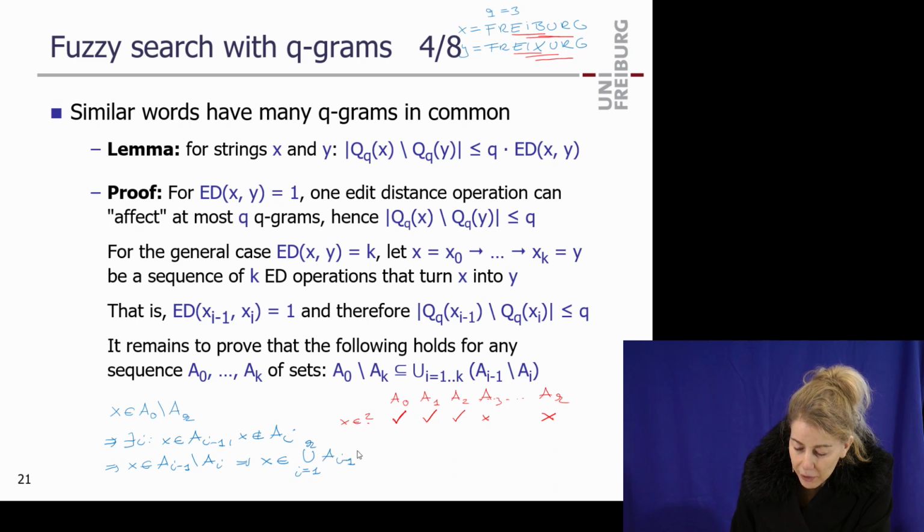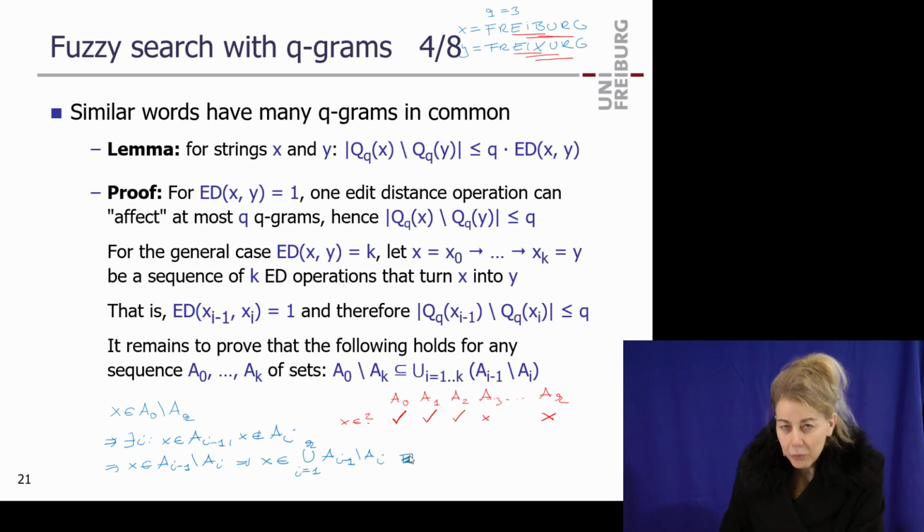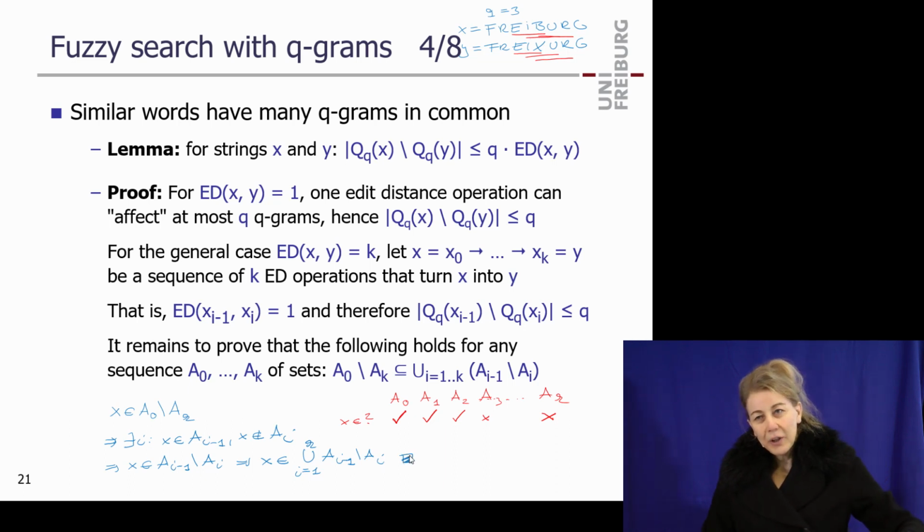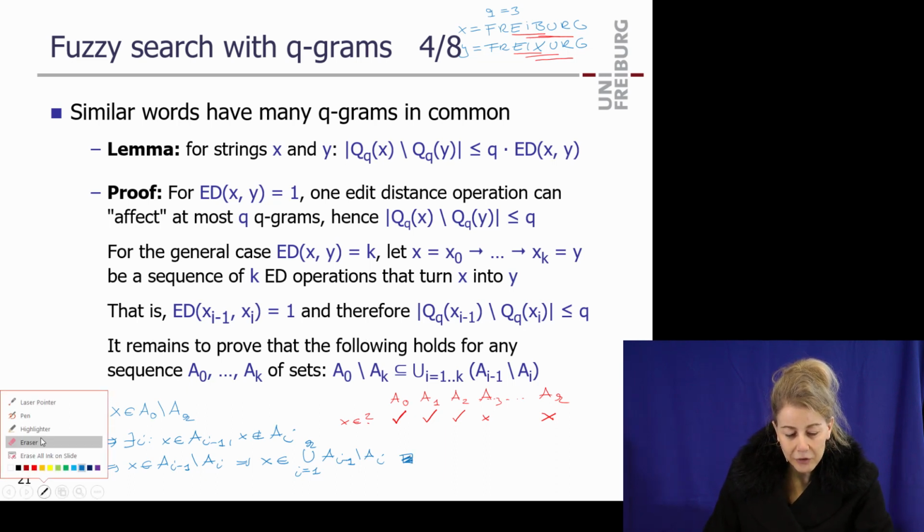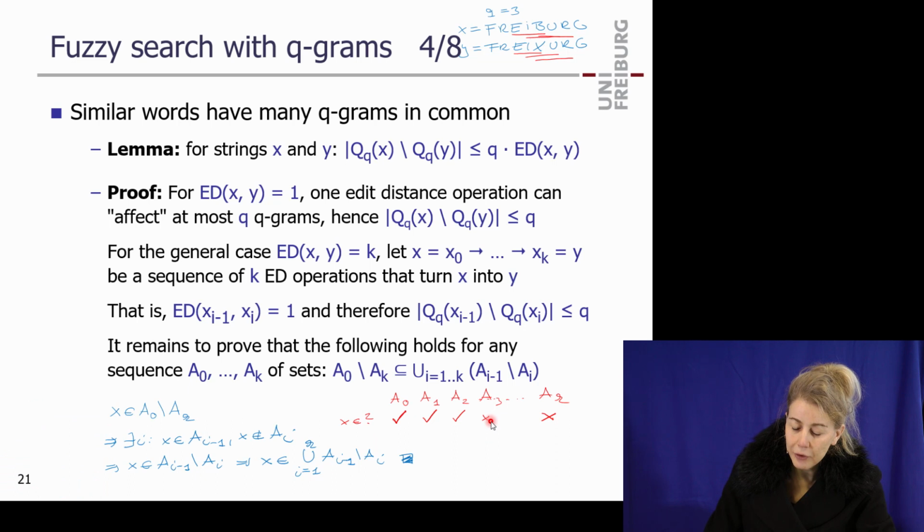AI minus 1 without the AI, which is what I wanted to prove. Okay, if you didn't fully follow it, it doesn't matter. It's just a very nice little proof. You can try it yourself at home. But I think the intuition is still easy enough.